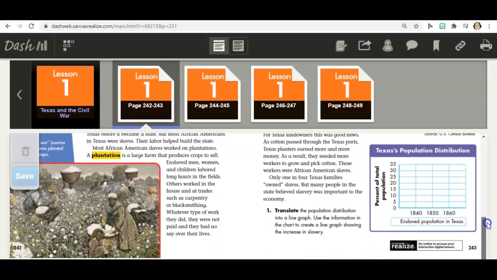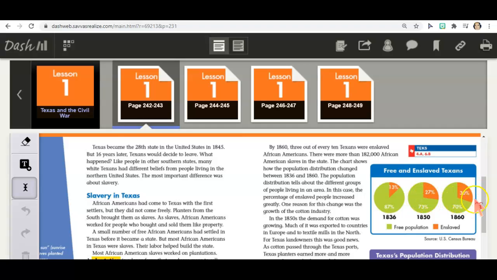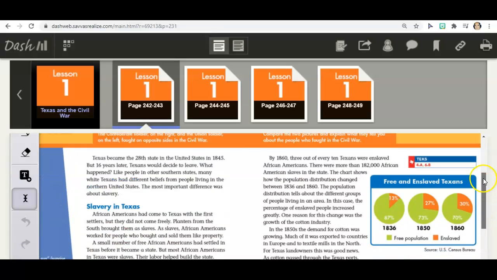So when you come down here, 1836 is not 1840, so it would be a little bit before that, and you would want to go up. It's not at 10%, it's a little bit before that. So kind of like right there in the middle, and you would put a dot right there. And then you would do the same for the next two years, 1850 and 1860, plot where they would go on this, and then connect your dots to create a line graph.